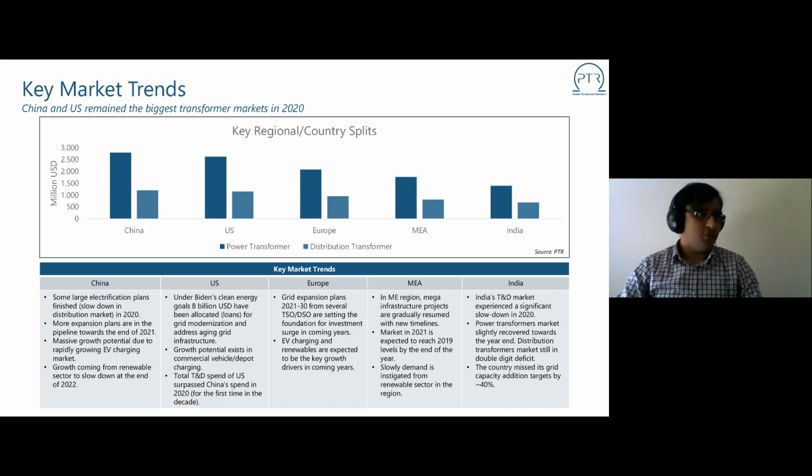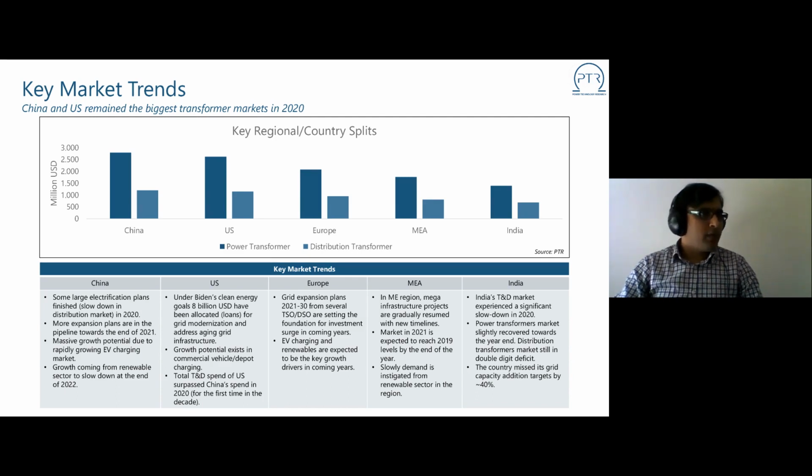US actually surpassed China in terms of the total T&D investments for the first time in the decade, which was a major achievement in terms of the total investment flowing into this sector. For Europe, grid expansion plans actually were delayed once again because of COVID, but moving forward with updated timelines, the grid expansion plans from some of the main TSOs and DSOs are supposed to kick in and definitely drive the transformers market. And once again, it will be a combination for Europe in terms of the EV charging and renewables, both impacting the market of transformers moving forward.